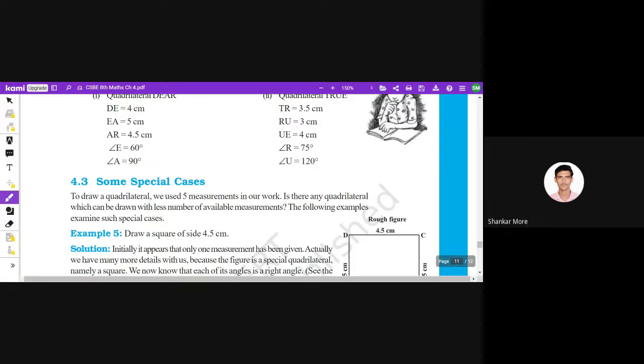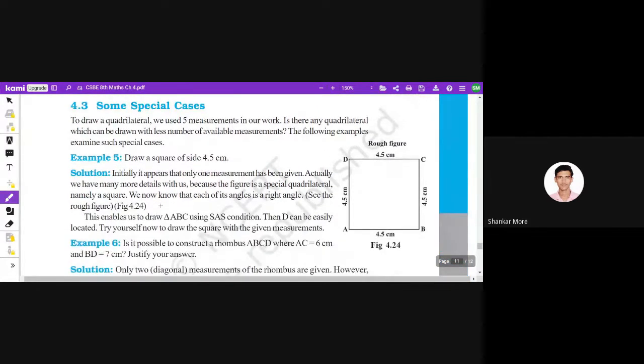Now we got to know that we cannot draw a unique quadrilateral if we do not have 5 measurements. ठीक है, अब तक तो हमने यही सीखा है. But there are some special cases where 5 measurements are not necessary. Right, so we are going to learn those cases only. कि कौन से ऐसे cases हैं where we can draw unique quadrilaterals with less than 5 measurements. Okay, so let's jump on to the example, that is draw a square of side 4.5 centimeter.